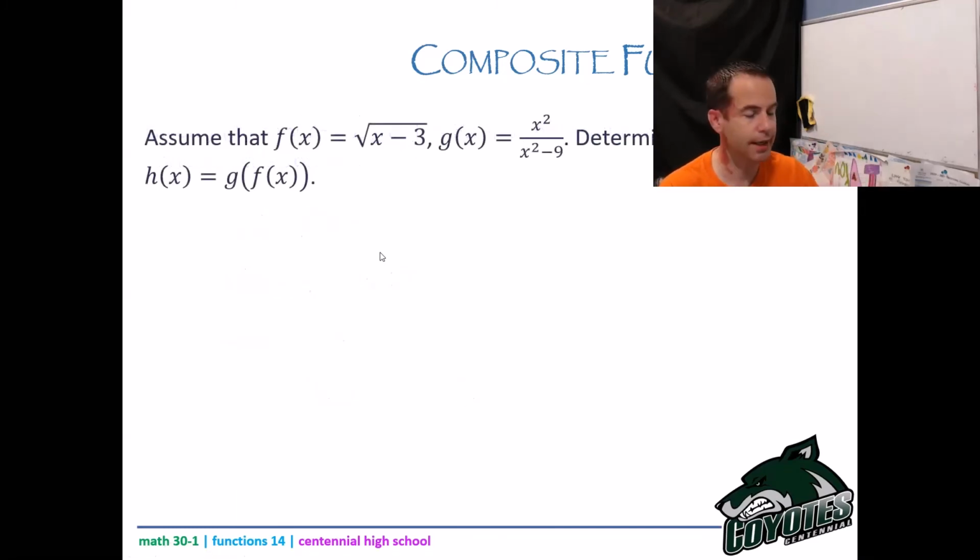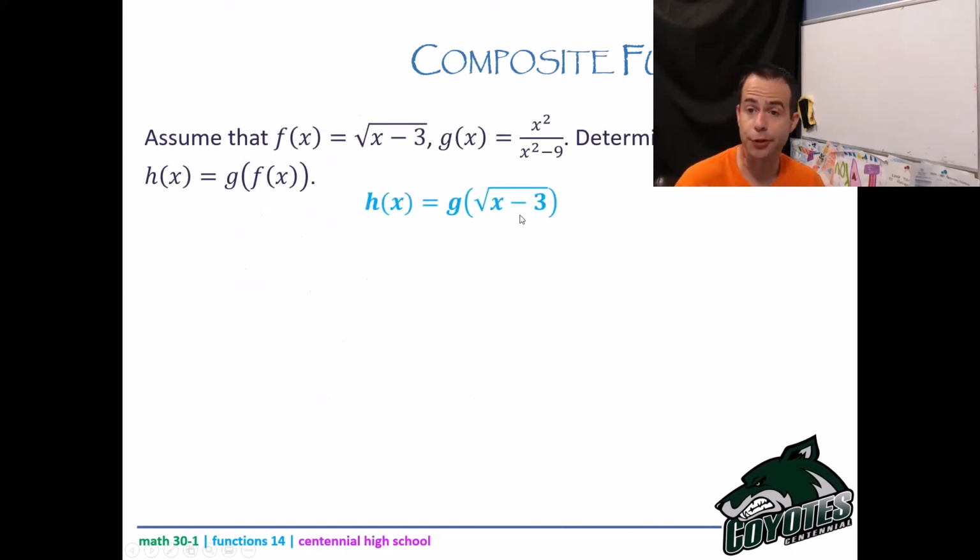Okay, let's try this guy then. Assume f of x is the root of x minus 3. G of x is x squared over x squared minus 9. Determine the domain of h of x equals g composed with f of x. Okay, so I'm looking at g composed with f of x this time. That means I'm looking at g of the root of x minus 3.